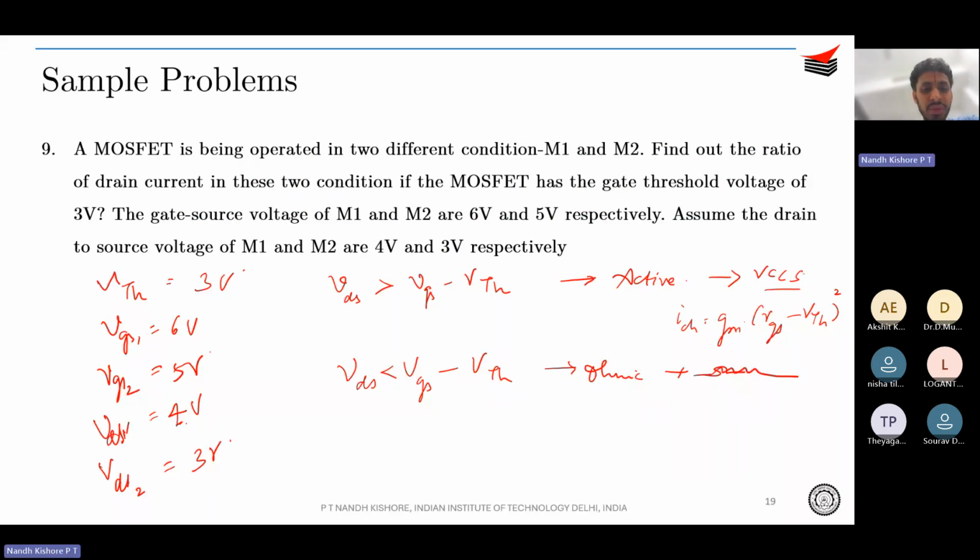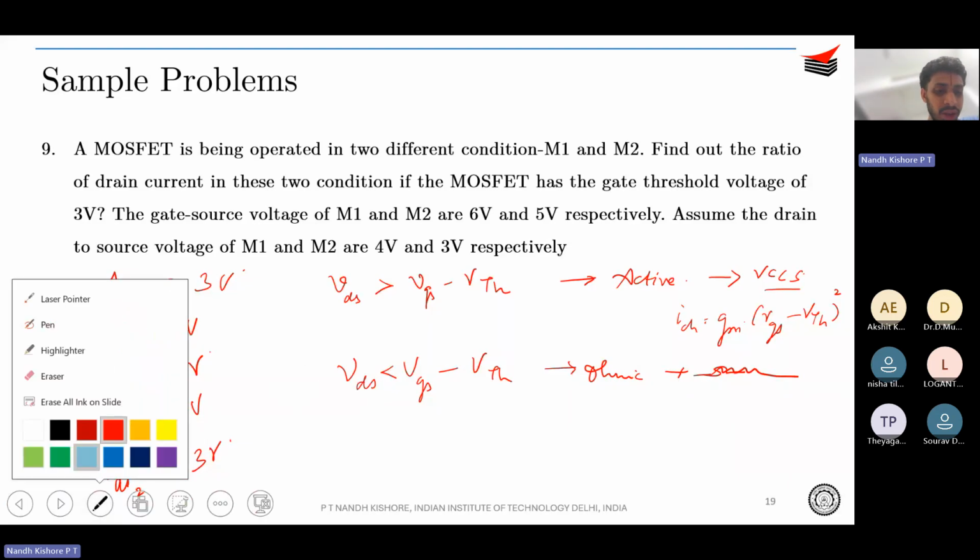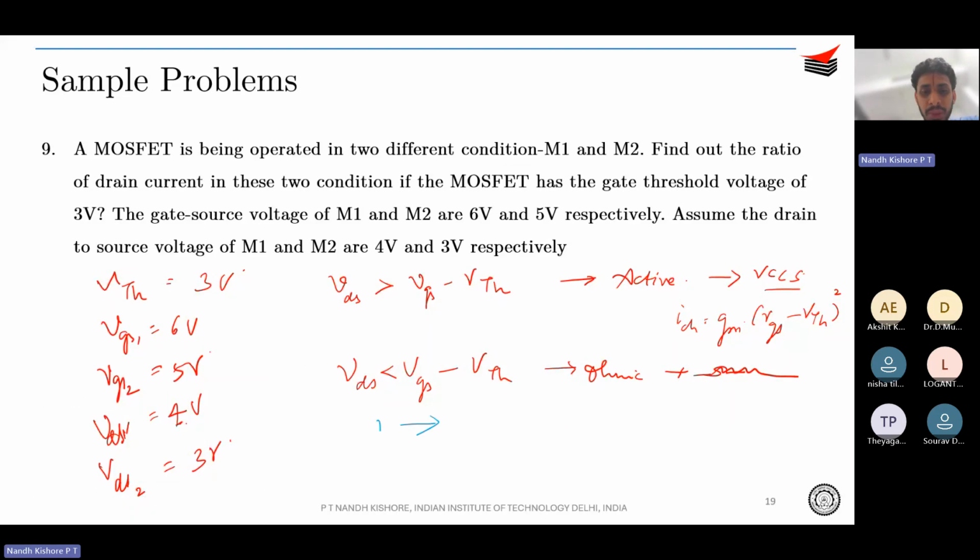Okay, so can you identify in which region the devices are operating? So device number one, you see VDS, is it more than VGS minus V threshold? VGS is 6 volt and V threshold is 3 volt. So your VDS is 4 volt. So 4 is more than 6 minus 3. So it is in the active region. And similarly about device 2, VDS is 3 volt and VGS minus V threshold is what? 5 minus 3. So 3 is more than 5 minus 3. So this is also in the active region.